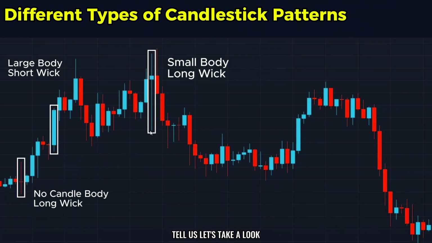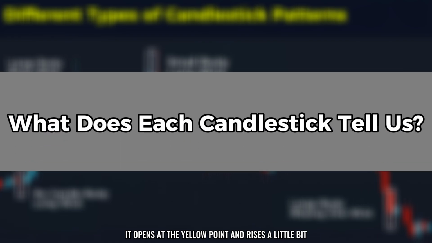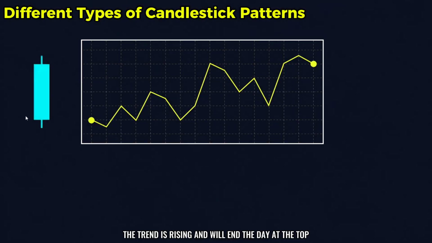Let's take a look. Let me give you an example of this bar. This bar is a rising market. It opens at the bottom and closes at the top. That is, there is a trend going up all day. Let me give you an example of a graph. It opens at the yellow point and rises a little bit. But in general, the trend is rising and will end the day at the top. This kind of graph will be seen a lot. We call it a bullish candle.